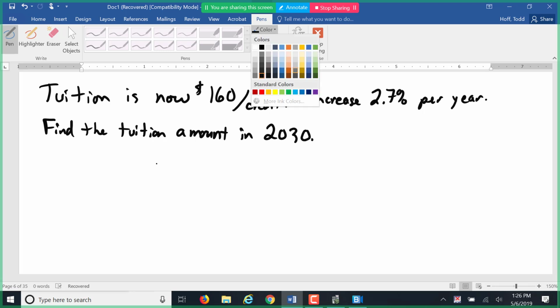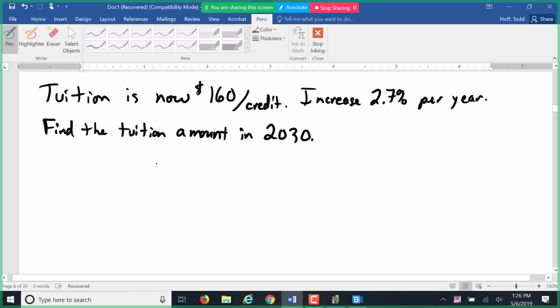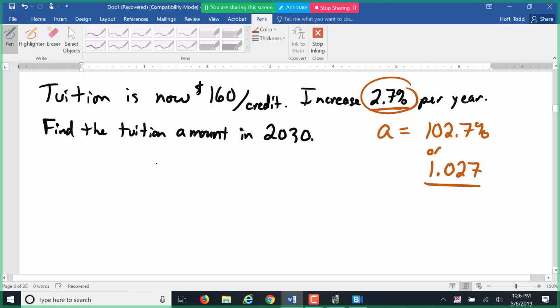Well, before we can put this in the formula, there's two things we have to do. One is we have to find our A factor here. Remember, that is going to be our growth percentage plus 100%. That'll be 102.7% or 1.027. Next, we need to find our X or T, depending on how you're writing the equation. The time, we wanted to know 2030. It's currently 2019. That's 11 years.